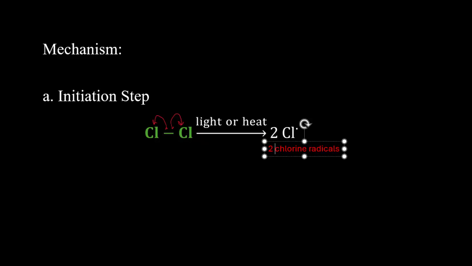Now let's look at the mechanism. It happens in 3 stages: initiation, propagation, and termination. Step 1. Initiation. The chlorine-chlorine bond is weak. When we apply light or heat, it breaks homolytically, meaning each chlorine atom takes 1 electron from the bond. This gives us 2 chlorine radicals, highly reactive species with an unpaired electron. Think of radicals as hungry atoms that want to steal an electron to become stable.